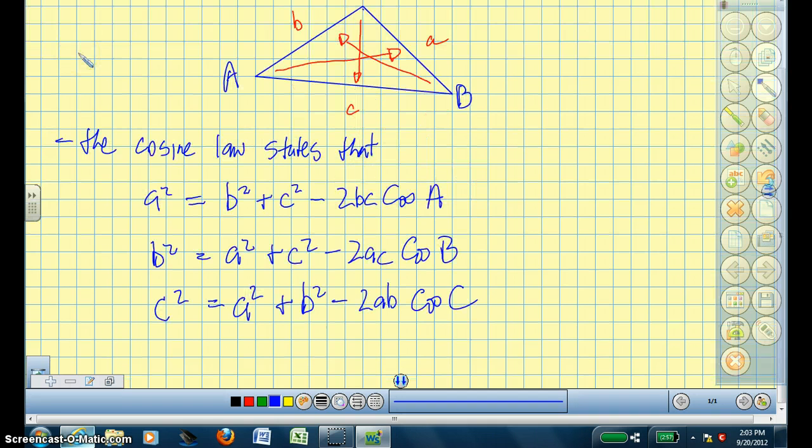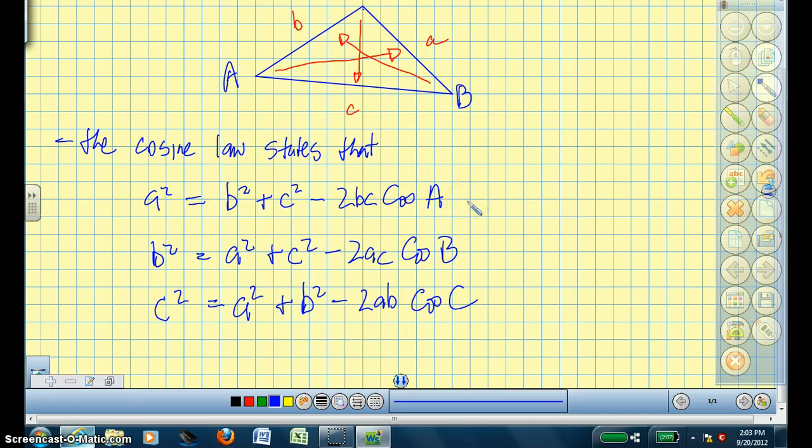This time I won't go into the derivation of the cosine law. It's very similar to the derivation I showed you the other evening of the sine law. Essentially what you're doing is you're creating two right triangles and using cos to figure out the different lengths along the side, and that's how they come up with the following formulas that you see down below.